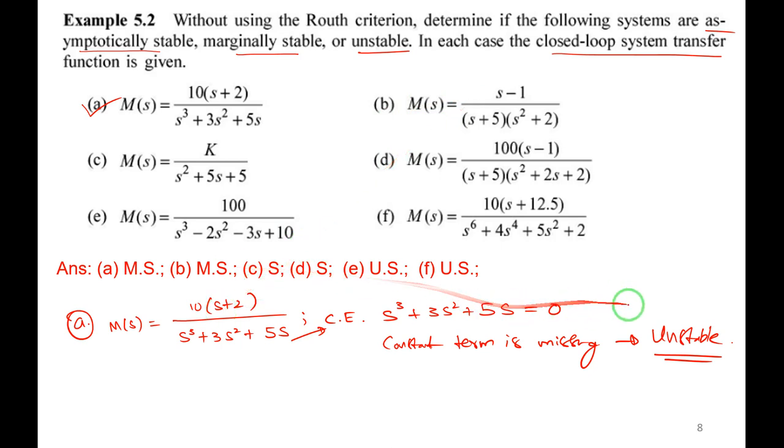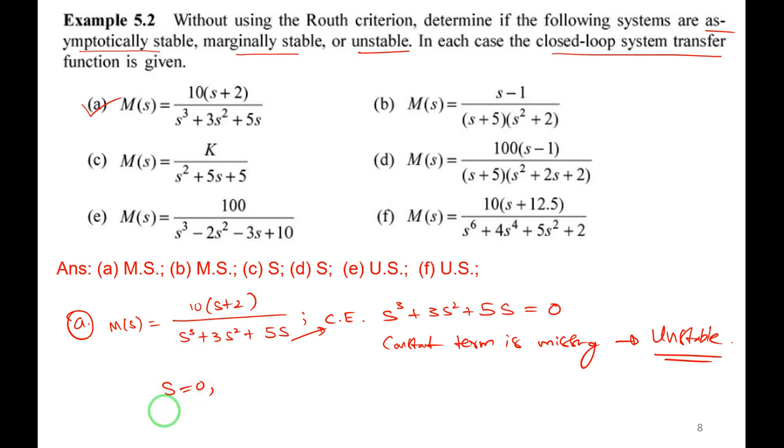Just by inspection I came to know that the system is unstable, but no need to go for proving the sufficient condition. But let me try to find out the roots by using the calculator. I will go to equation, then degree 3, then coefficient of S cube is 1, coefficient of S square is 3, coefficient of S is 5, and the constant term is 0.